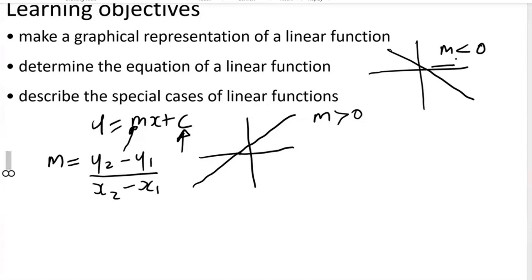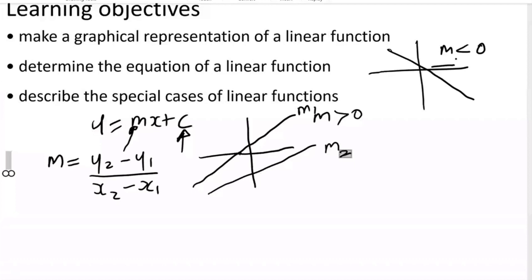Another thing you need to know about the gradient is when you've got two lines. If you are told that the lines are parallel to each other, let's say this one is for m1 and this one is for m2, I'm just making an example that you've got two lines here. These two lines are parallel to each other. If two lines are parallel, you know that their gradients are the same. That means your m1 is equal to m2.